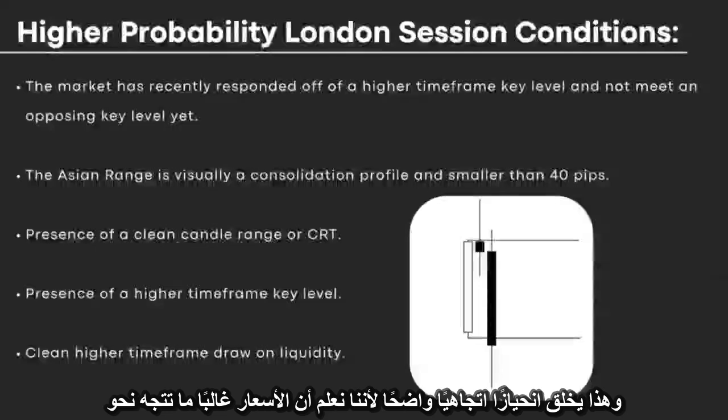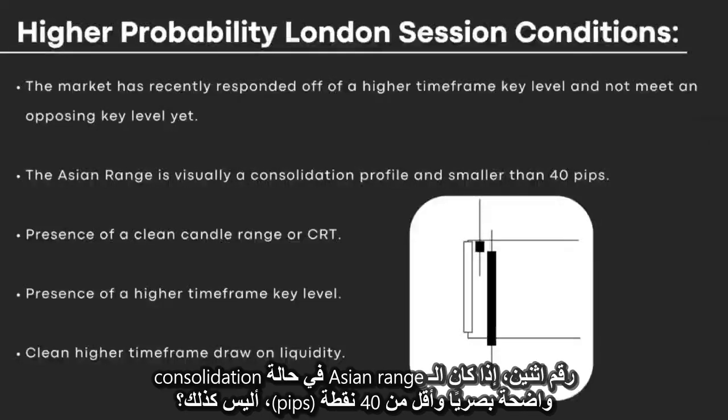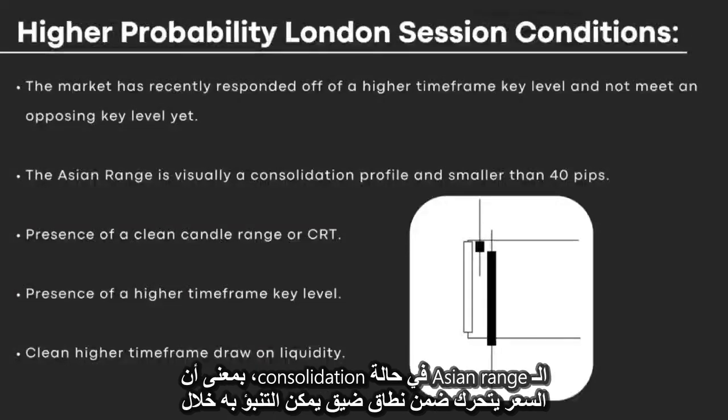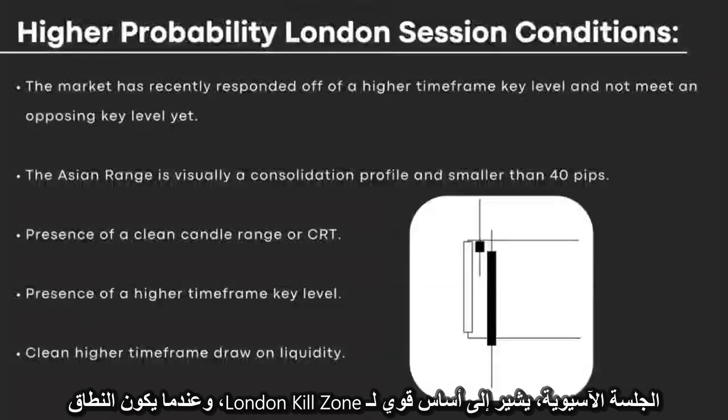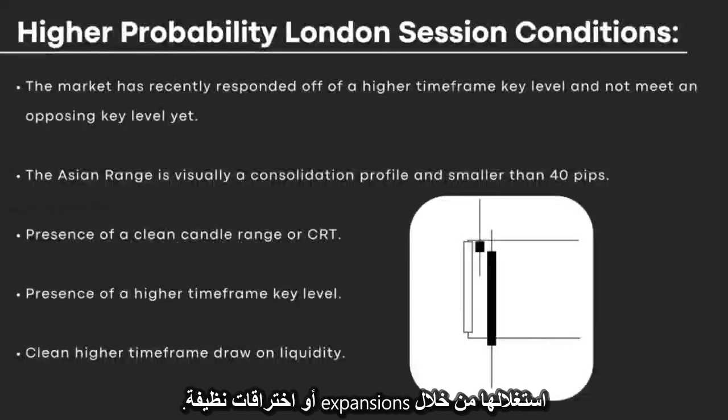This creates a clear directional bias because we know that price is often drawn towards the next liquidity zone or key level. Number two, if the Asian range is visually consolidating and it's under 40 pips, right? A consolidated Asian range, meaning price moving within a tight predictable range during the Asian session, signals a strong foundation for the London kill zone. And when the range is less than 40 pips, it indicates that the market is building liquidity, which the London session can exploit through clean expansions or breakouts.